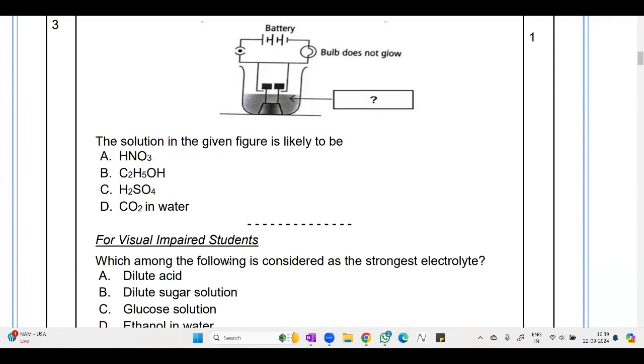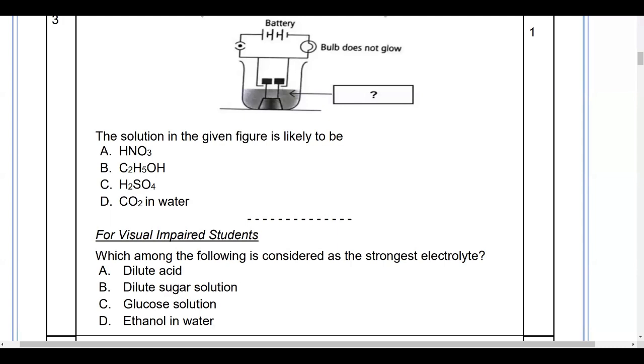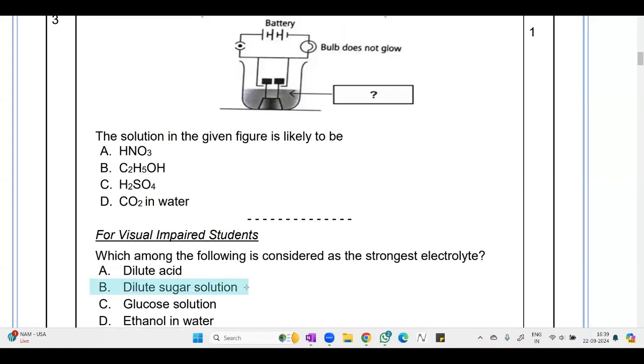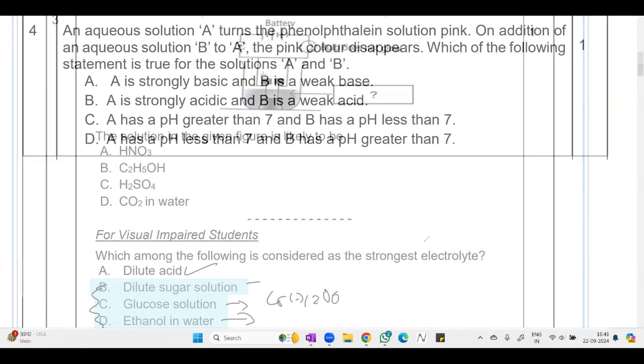Another part here is, which of the following is considered to be the strongest electrolyte. If you see the options given here, I can figure out the same thing. This is sugar solution. As I said, sugar, glucose, ethanol, they do not conduct electricity. The glucose molecule is C6H12O6. These have hydrogen, but they do not conduct electricity. Therefore, dilute acid is the only option which is an electrolyte. Among these options, this is an electrolyte, right? They are not asking about universally which is the strong electrolyte.